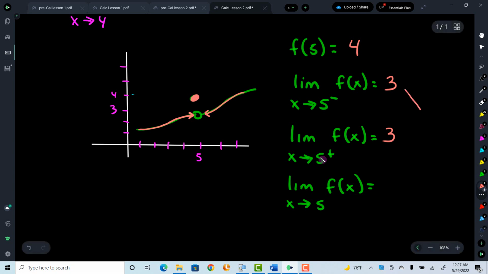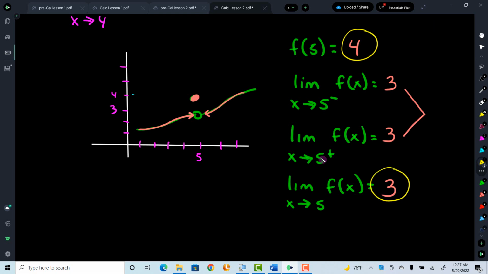So what is the limit as x approaches 5? Okay. These are equal. They're both the same. From the left and the right, we're approaching the same value. So that means this is also 3. Even though these are different, right? We don't have to equal the value there, but it has to be the same as the limit.